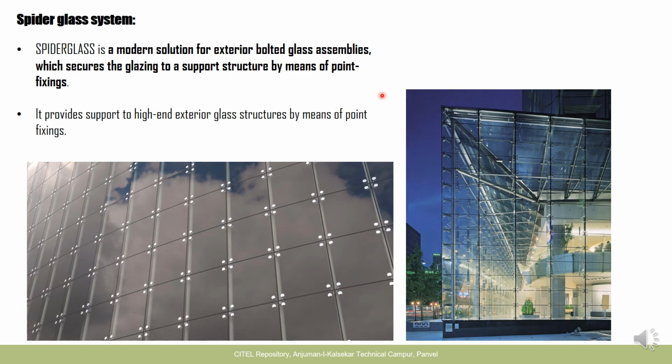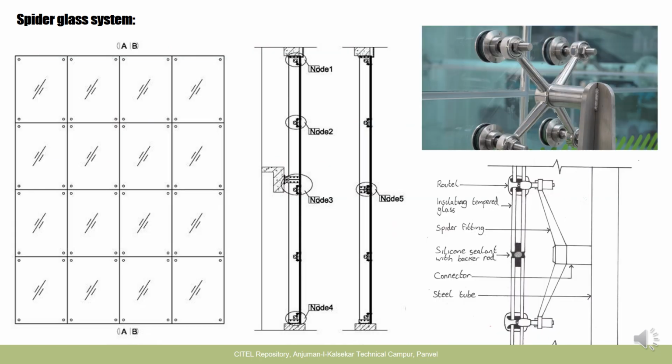Another typology of glazing is the spider glass system. The spider glass system is also used for larger spans. It also offers an unrestricted view. It is also a kind of frameless glazing system. Here, support is provided by this kind of fixing, which is your spider joint.